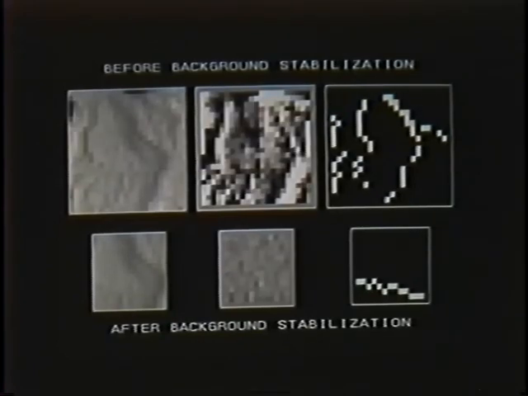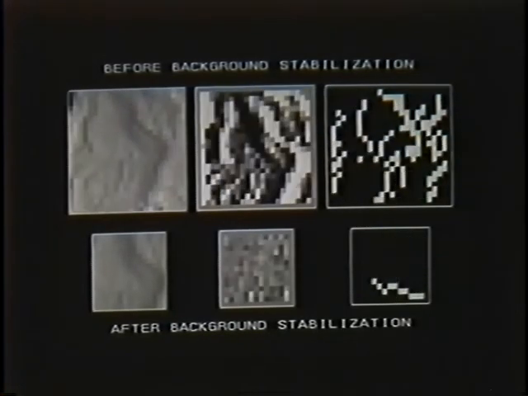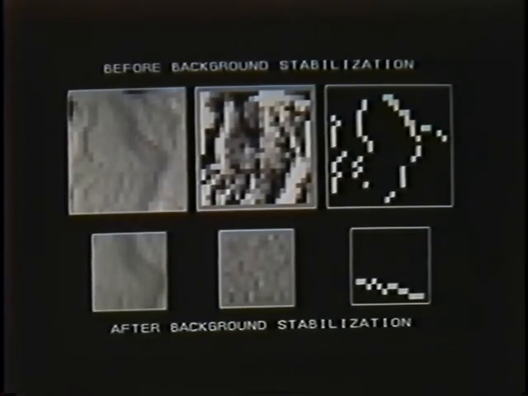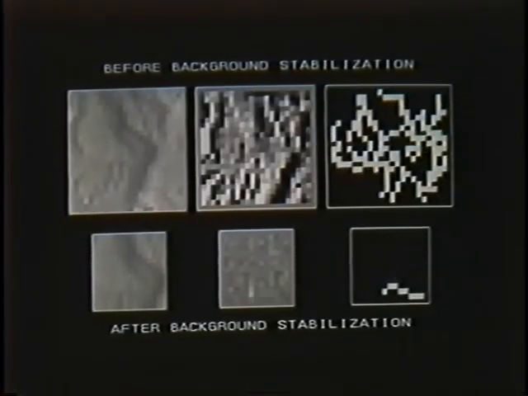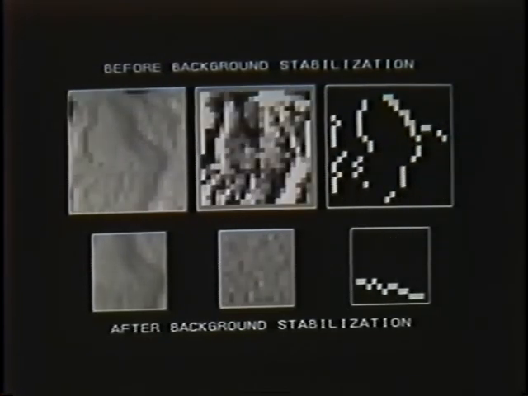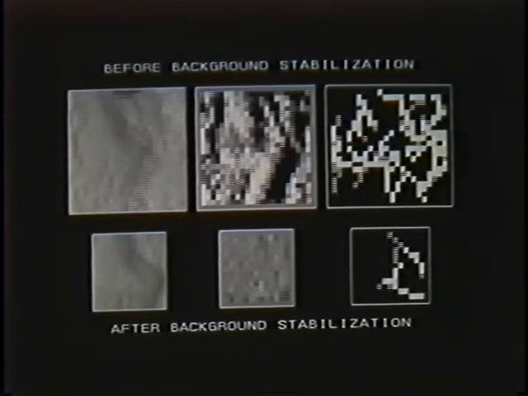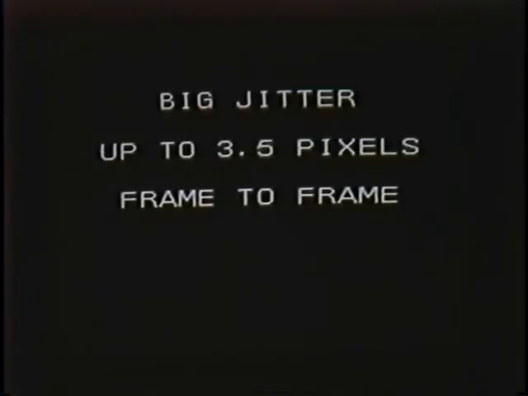Before we finish, let's quickly look at 5 typical types of data sequences where targets were undetectable using conventional detection methods but were successfully detected after background stabilization. We will first look at another sequence of big jitter.